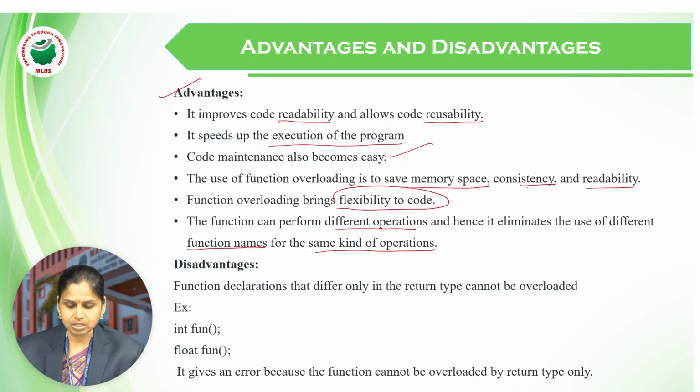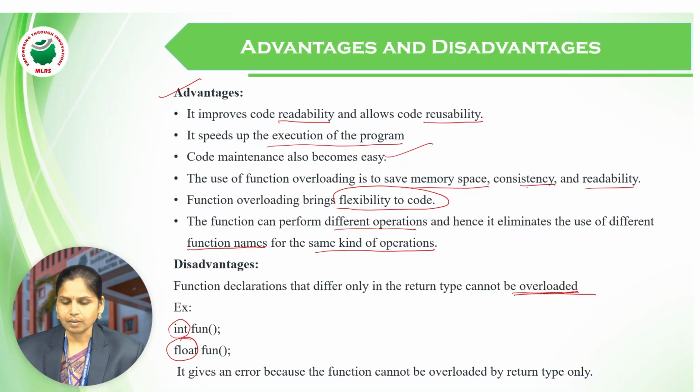Next, disadvantages. Function declarations that differ only in the return type cannot be overloaded. If both functions have the same function name, the same number of parameters, the same order of parameters, and the same data types of the parameters, but the functions differ only in the return type of the function, this type of functions cannot be overloaded. These are the advantages and disadvantages of function overloading.